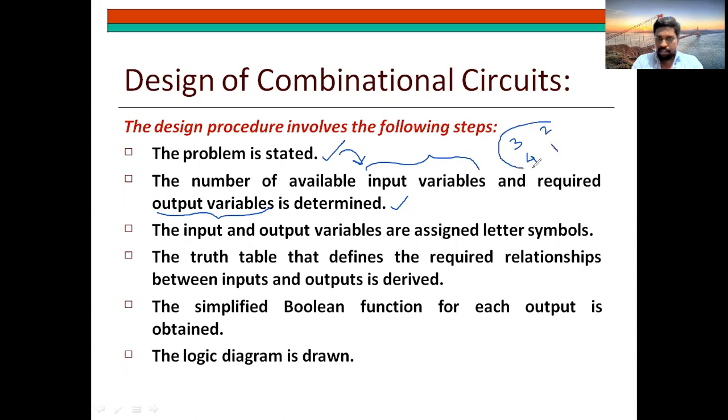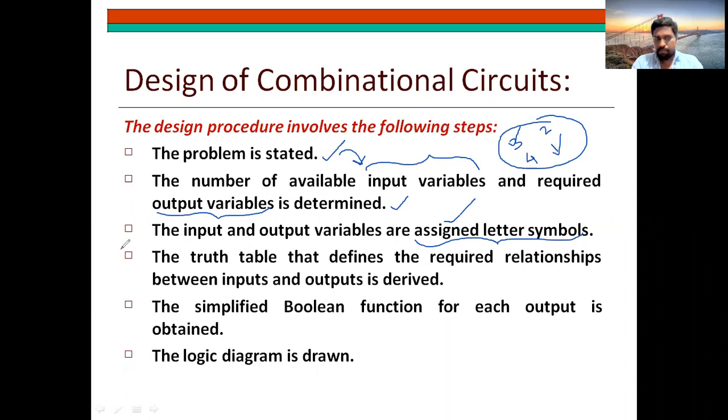For these values, you need to name them. You should assign letters or symbols. Suppose you have 3 inputs, name them A, B, C. If you have 1 output, name it Y or F or X, whatever it may be. So for whatever count you fix in step number 2, you need to assign the symbols. You call it naming of the inputs and outputs.